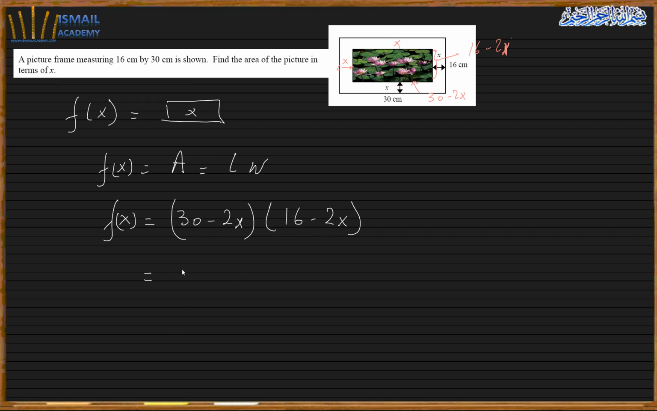So here I will have 480, and here we have 60 plus 32, so it's going to be minus 92x plus 4x squared. Let me make sure. This is going to be minus 32 and this will be minus 60, so it will be minus 92. So this will be my answer if they ask me to simplify, and the other form if they ask me just to give the answer without simplifying. Either one will be your answer. Next question.